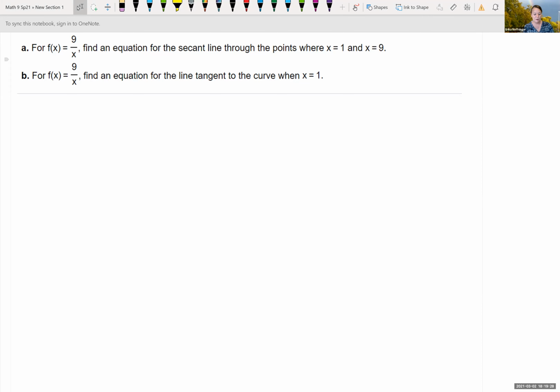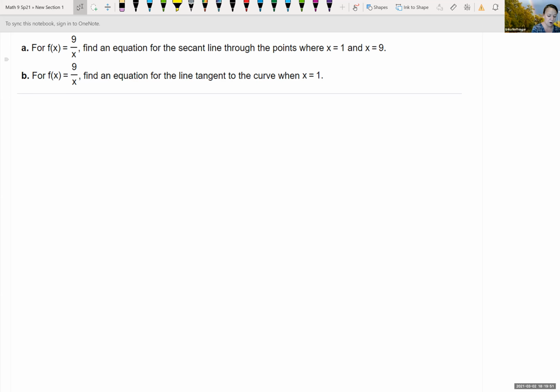So we're looking at an example from your homework that you had questions on. We have a function f of x equals 9 over x, and it first wants us to find the equation of the secant line through the points x equals 1 and x equals 9. And so in order to do that, we need to figure out what are those 2 points on the function f of x when x is 1 and when x is 9.